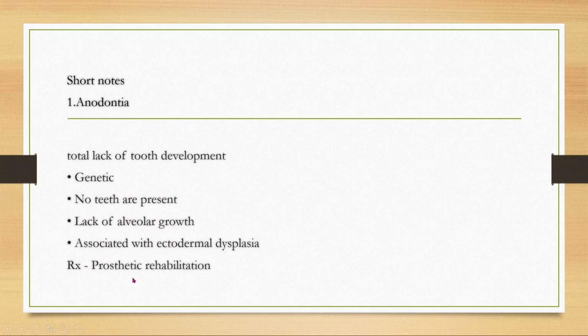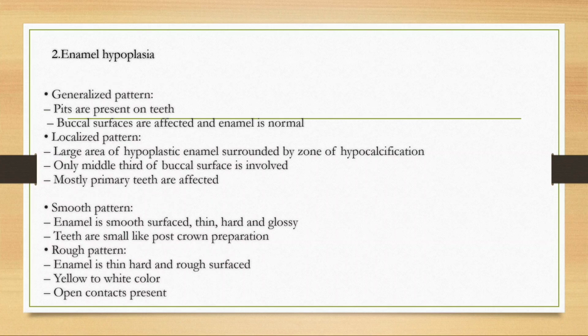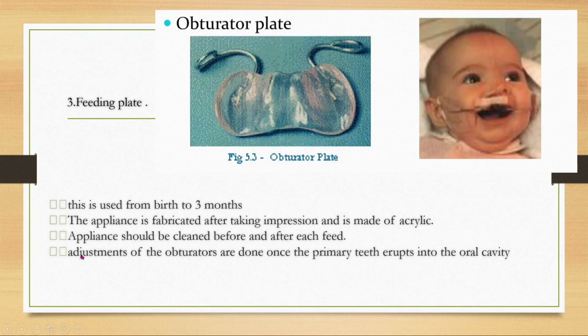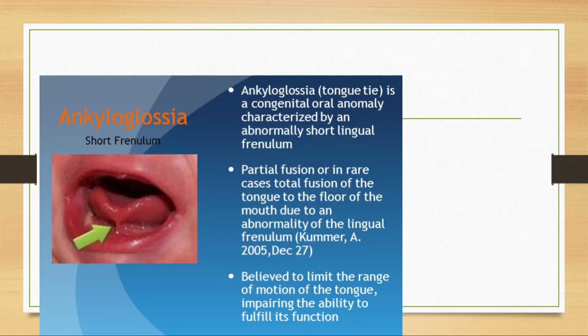So we have the short notes. Anodontia, we have already seen, that is no teeth present. We need to have a prosthetic rehabilitation. It is associated with ectodermal dysplasia. Enamel hyperplasia, we know it can be a generalized pattern, localized pattern, and smooth pattern, and also a rough pattern. Obturator plate, that is a feeding plate used from birth to 3 months. It's fabricated after taking impression and is made of acrylic. It should be cleaned before and after each feed. Adjustment of the obturator is done once the primary teeth erupt into the oral cavity.